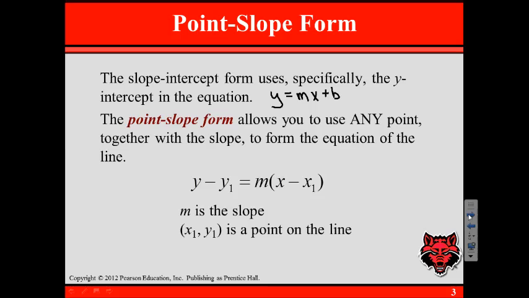The form allows you to use any point together with the slope to form the equation of a line. Here we see the point-slope form given. y minus y1 equals m times the quantity x minus x1, where m is the slope and (x1, y1) is any point on the line.